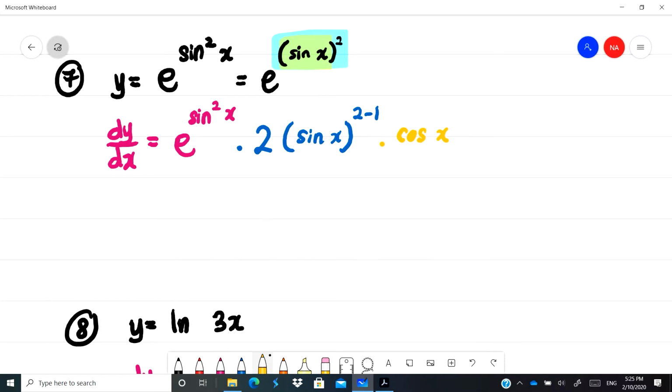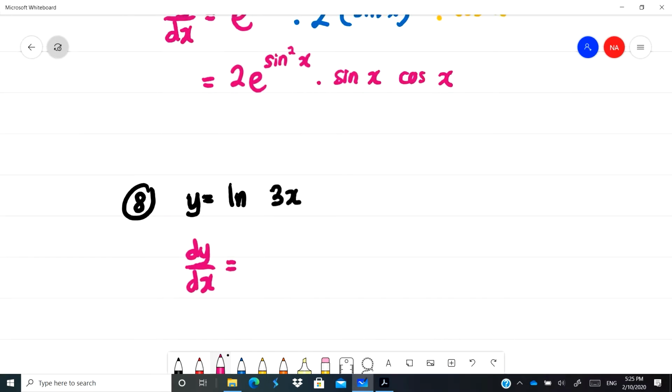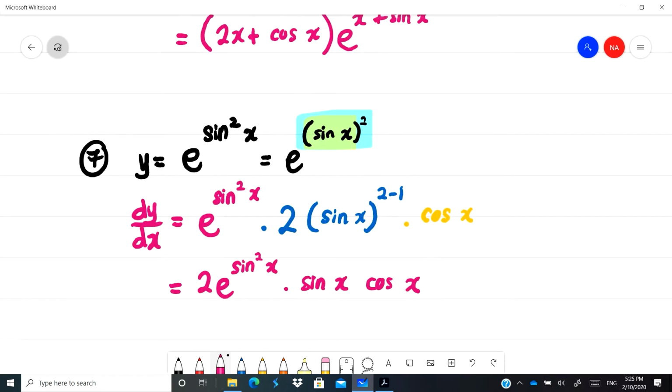So you have to simplify this. This will give you, you put 2 in front, so 2e to the power of sine square of x, and then you have sine x cos x. Okay, that looks good. So we are done with exponential functions. You have to try some other exercises for differentiating the exponential functions.